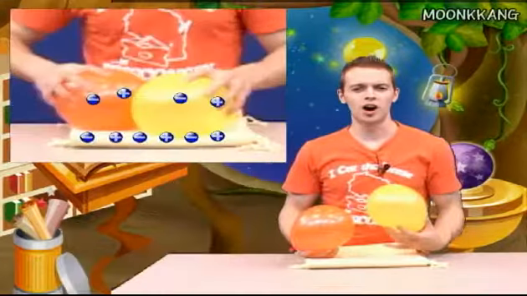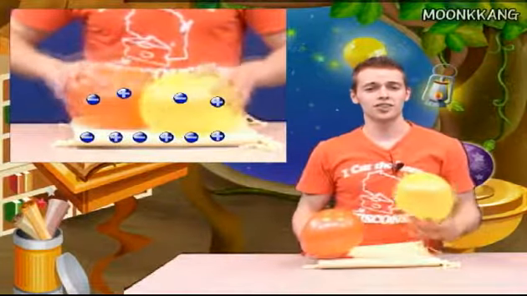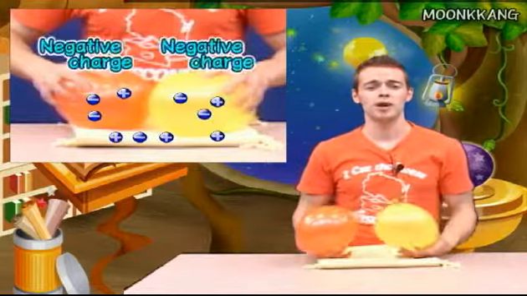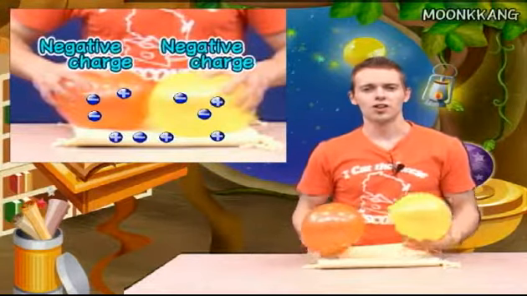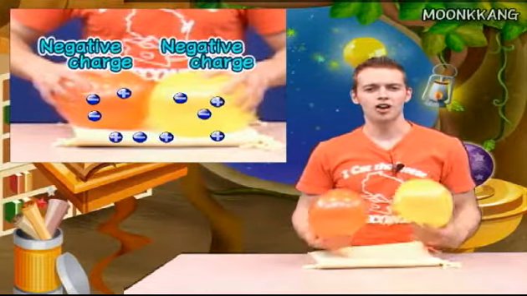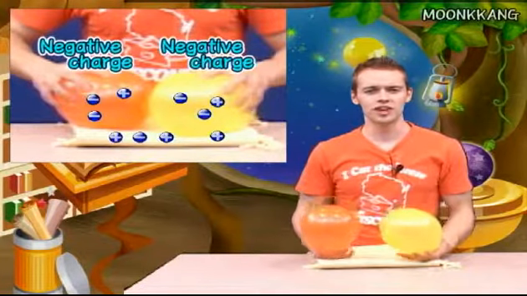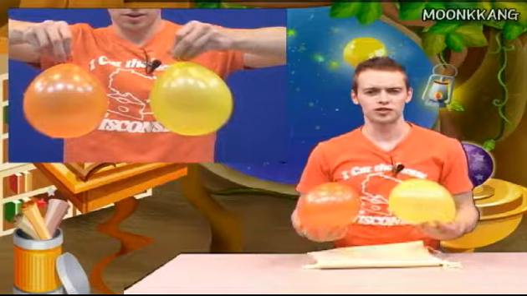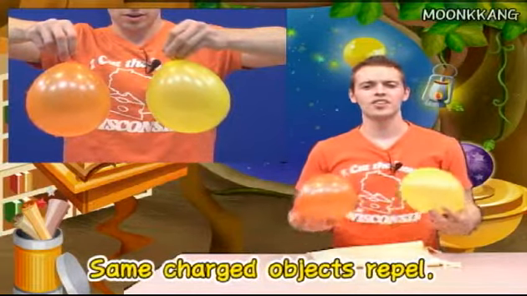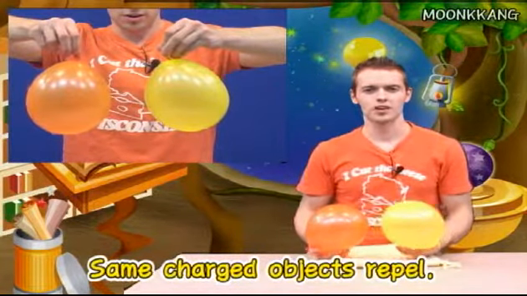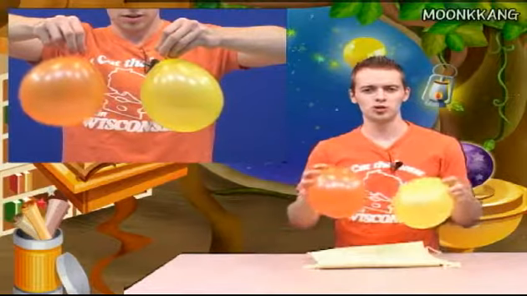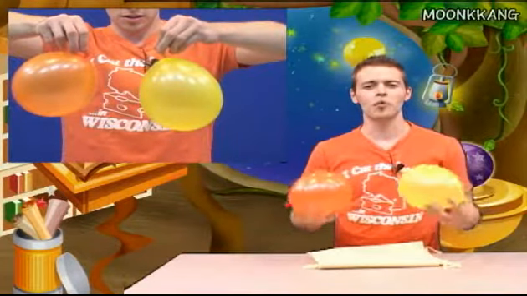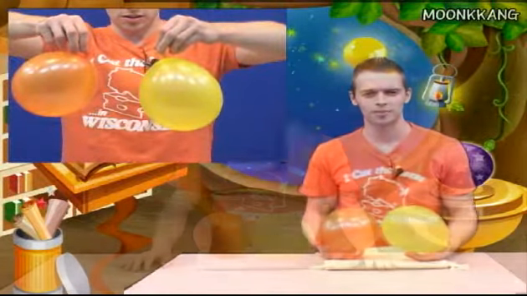Now, as you know from experiment 2, rubbing a balloon on the scarf causes it to gain electrons and become negatively charged. So both of these balloons are charged with negative static electricity. When we try to put two objects with the same charge together, they repel each other. So that's why the two balloons pushed away from each other when we tried to put them together.